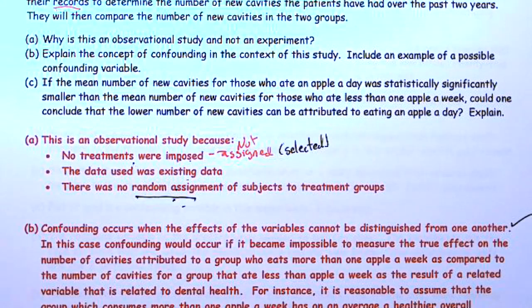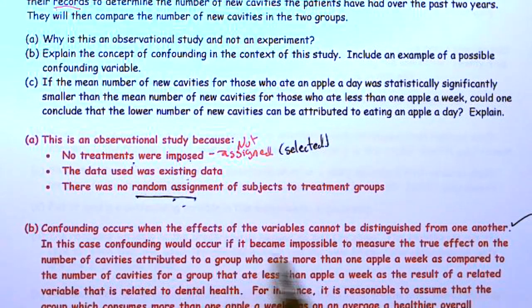So what could be causing the decrease in cavities? Well, I'm sitting there thinking, if you eat an apple a day, you're probably pretty healthy. And if you're healthy, you probably have fewer cavities. In this case, confounding would occur if it becomes impossible to measure the true effect of the number of cavities attributed to the group who eats more than one apple a week as compared to the group that ate less than an apple a week.